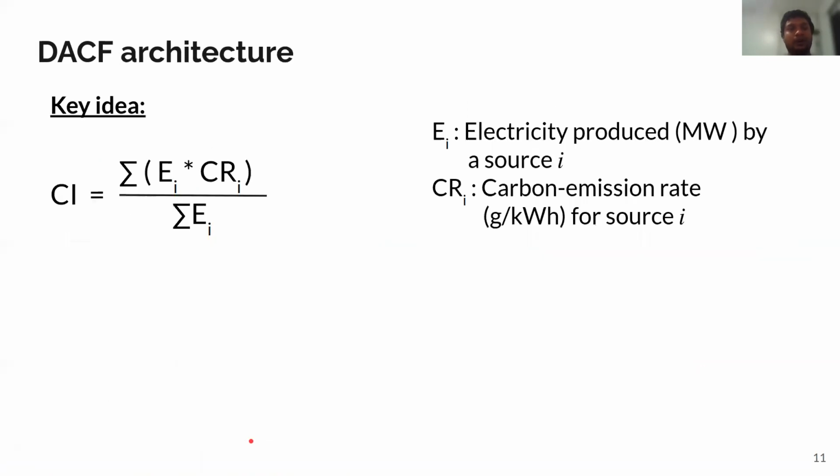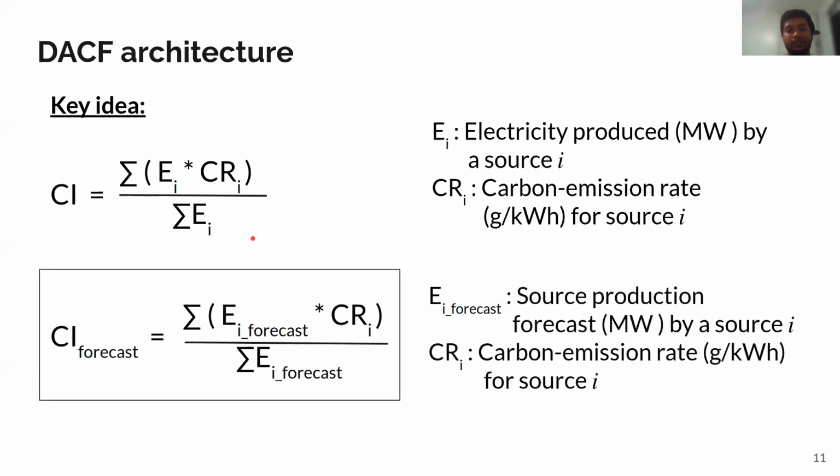So now coming to the DACF architecture, the key idea behind DACF is simple. We know that carbon intensity is just the weighted average of the fraction of electricity produced by a particular source multiplied by its carbon emission rate. So if we can predict the fraction of electricity produced by each source, we can predict carbon intensity using a similar formula, where the forecasted carbon intensity now becomes the weighted average of the predicted fraction of electricity produced by each source multiplied by its carbon emission rate.